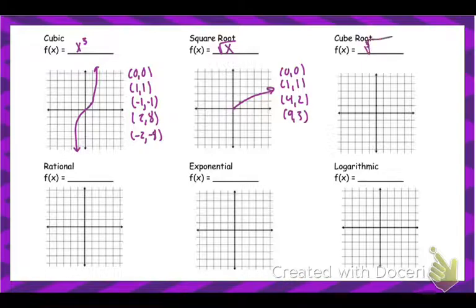Cube root, we called the two-arm swimmer. Okay, it has kind of the same shape as square root, but again, it continues a little bit further and it has that negative side to it. So again, (0, 0), (1, 1), (-1, -1), (8, 2), and (-8, -2). Again, this is the inverse of cubic, so all those x and y's are just flipped.